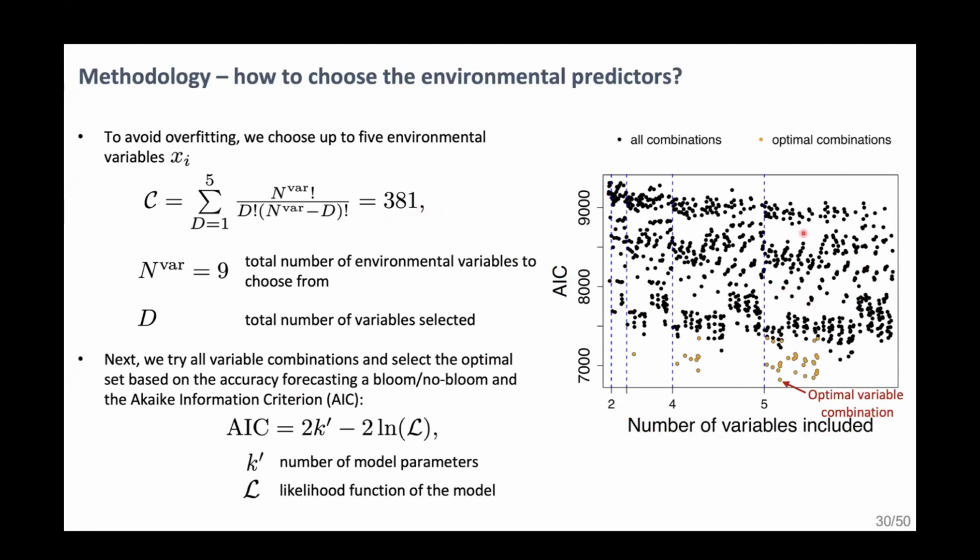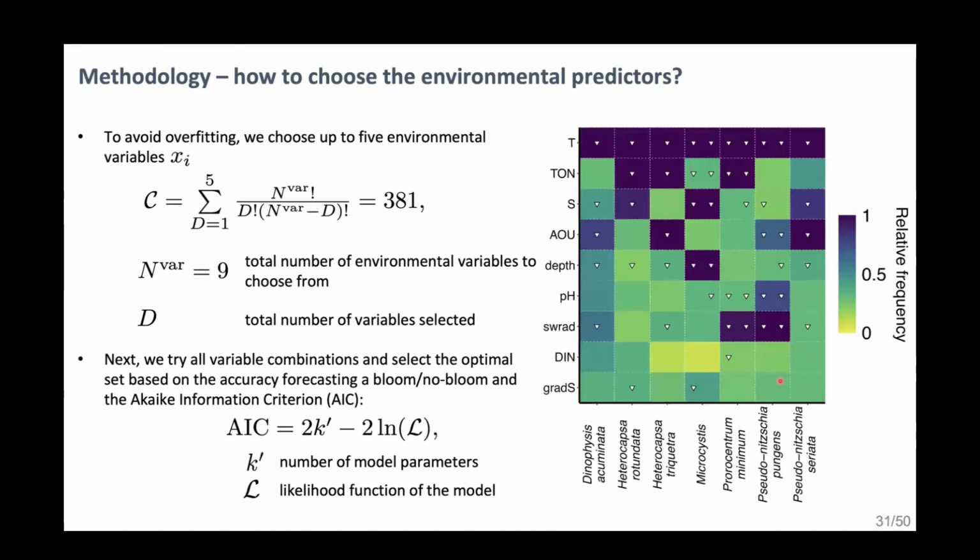In the next step, we pick the best performing models, the best 75% of optimal model combinations. These are represented by the orange color. So we have approximately 30, I think, what we call good models. And then the optimal variable combination corresponds to the lowest AIC, just here.